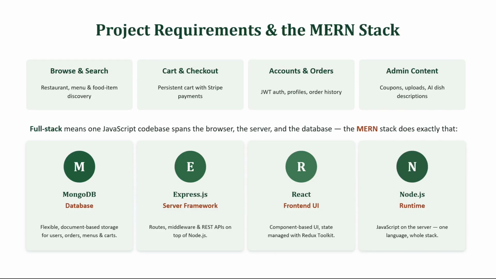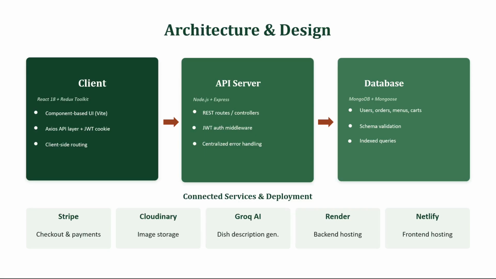MongoDB is the database, storing everything from users to orders to menus in flexible document based collections. Express is the server framework that sits on top of Node.js, handling routes and middleware. React powers the front end, broken into reusable components, with Redux Toolkit managing global state like the logged in user and cart contents. And Node.js is the JavaScript runtime that ties the whole backend together, meaning I wrote both the front end and backend in the same language.